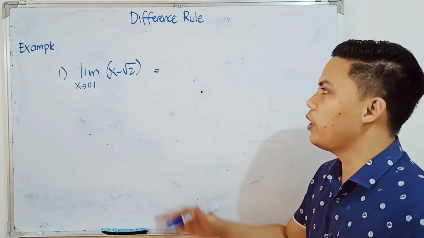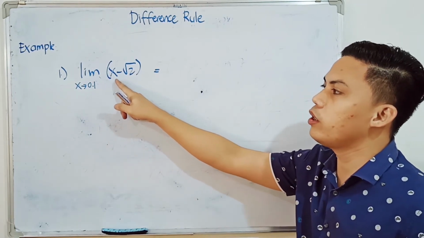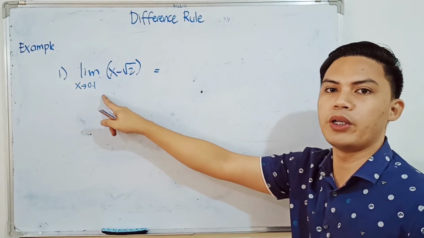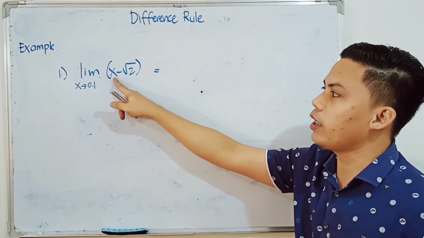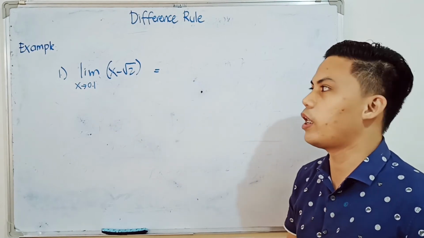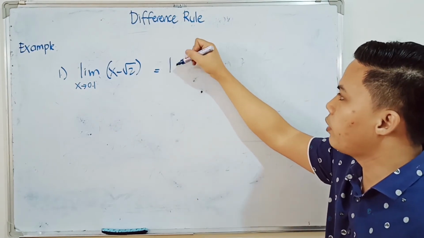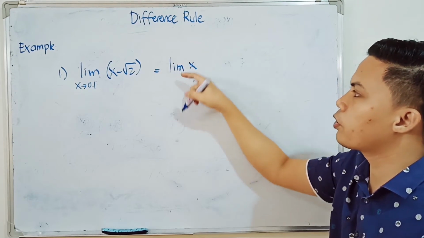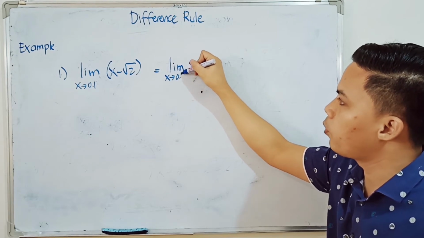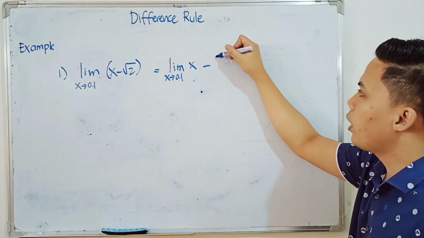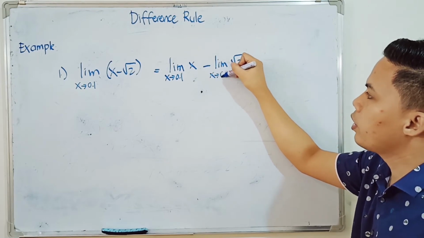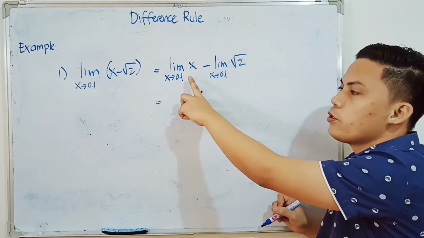subtract them. So we have here the limit of the quantity x minus square root of 2 as x approaches 0.1. So yung dalawang terms natin ay si x at si negative square root of 2. So kukunin natin yung limits nilang dalawa. So we can separate them. First would be yung first term natin na x. So the limit of x as x approaches 0.1 minus the limit of square root of 2 as x approaches 0.1.